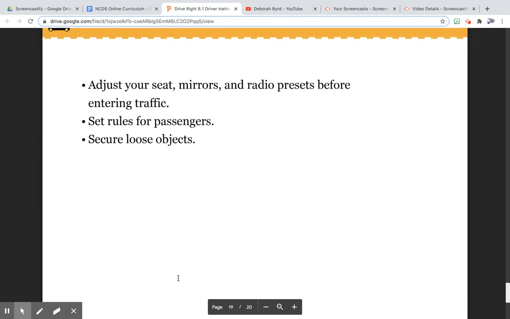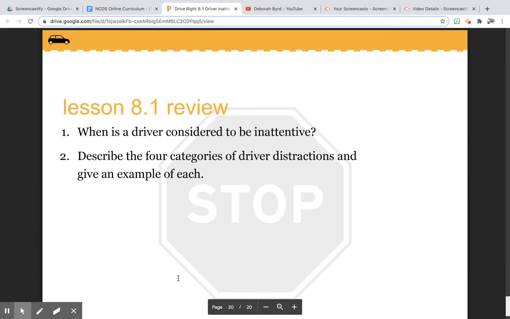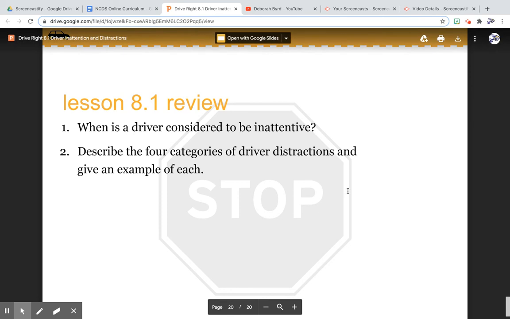Set some rules for passengers. Secure loose objects. When is a driver considered to be inattentive? Describe the 4 categories of driver distractions and give an example of each.